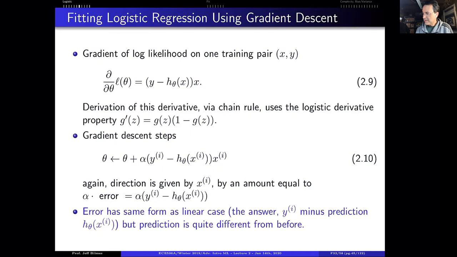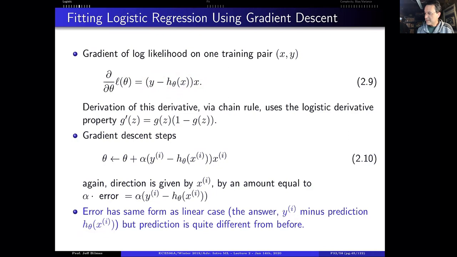What's interesting about this is that the error has the same form as the linear case. If you remember from the linear regression case, we had the answer, y, which in that case was a real valued number, minus what was predicted. So it's the answer minus what's being predicted times x, and we just keep taking gradient steps. So linear regression and logistic regression are very similar in this way.